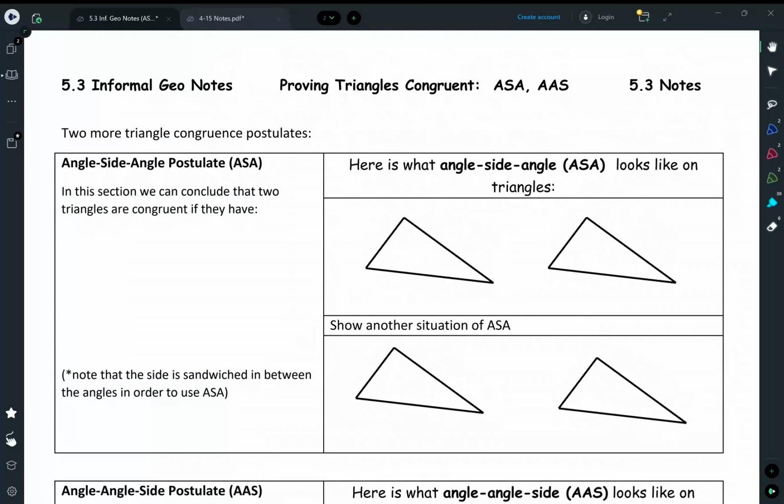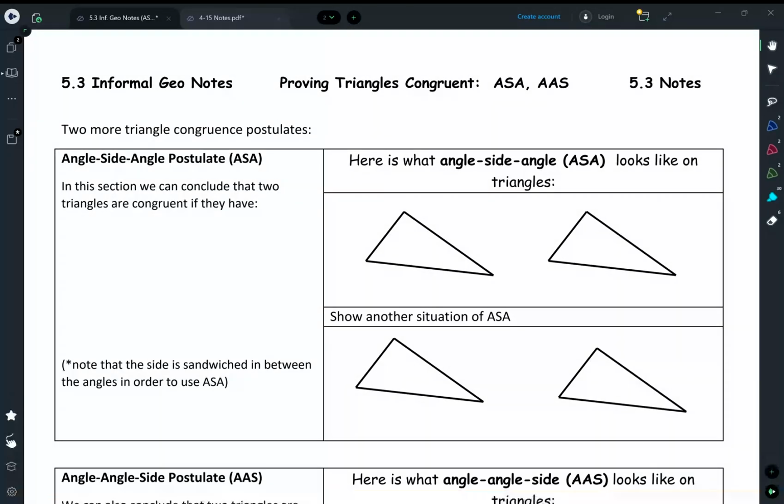We're on section 5.3. We're still working on proving triangles are congruent. So this time we're going to learn about the angle side angle and angle angle side postulates. So that's why it's ASA, that's angle side angle, and AAS is angle angle side. So let's remember from before, we already have side side side, and we have side angle side. So we're adding two more postulates.